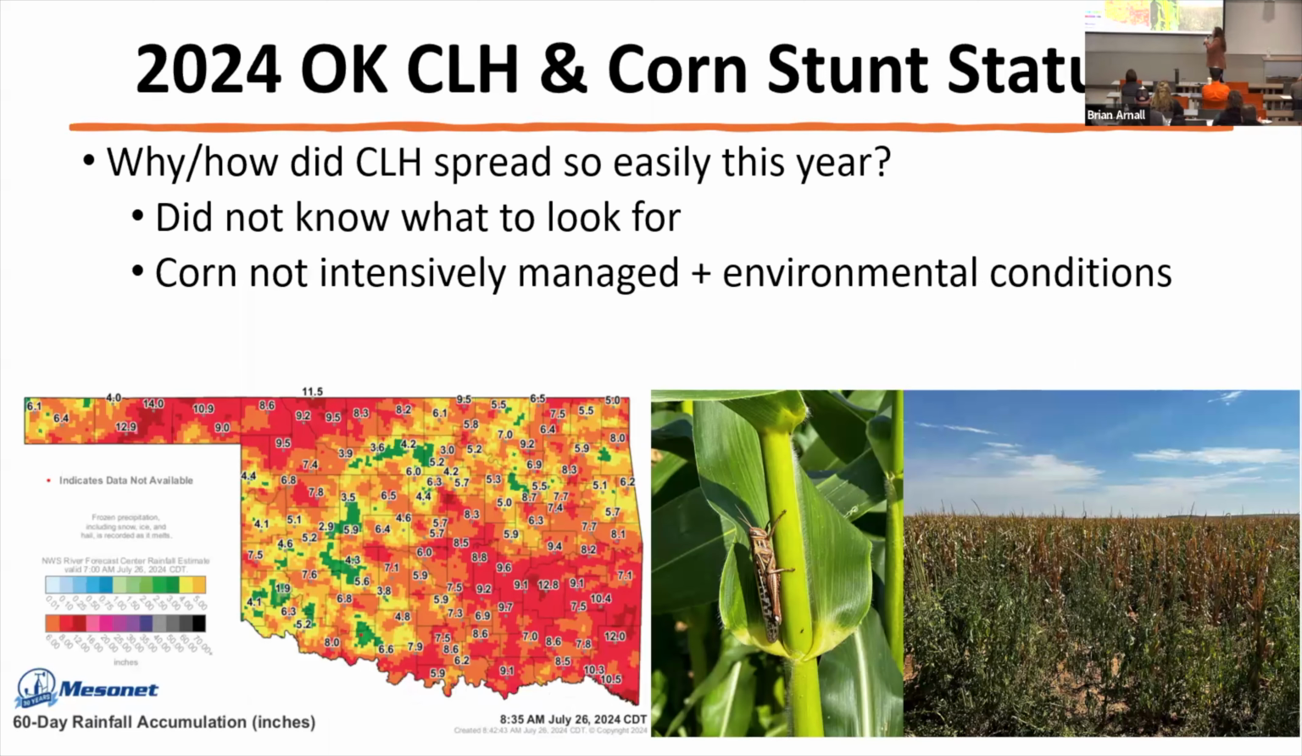The other issue is, coming from Texas, where corn in some places is a little more intensively managed, it's not always the case here in Oklahoma. And so that's another reason why it might have been so easy to miss this. And so the other issue then, of course, was the environmental conditions.